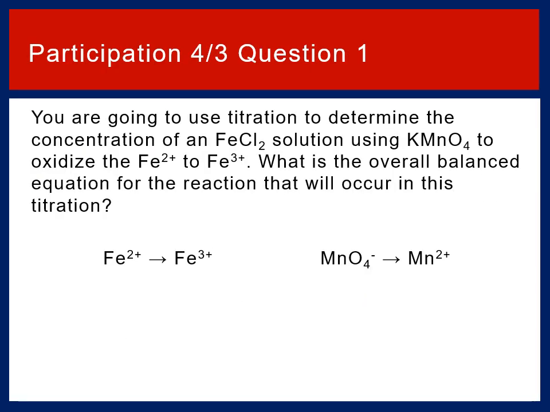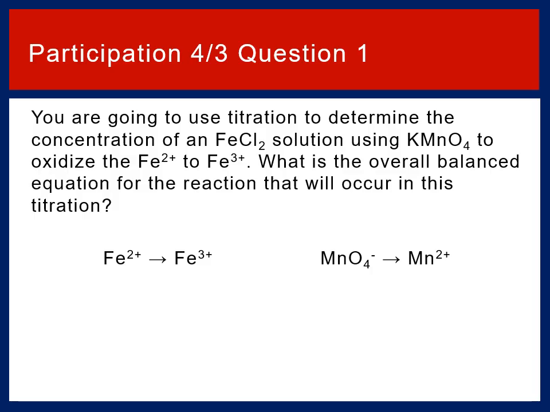Participation 4.3, question 1. You are going to use titration to determine the concentration of an FeCl2 solution using KMnO4 to oxidize the Fe2+ to Fe3+. What is the overall balanced equation for the reaction that will occur in this titration? Got your half reactions, Fe2+ to Fe3+, and MnO4 minus to Mn2+. This is the first question on participation 4.3, due Friday, April 3rd, 11:59 p.m. over on Blackboard. The link to the assignment is linked below the link to the document with these videos.